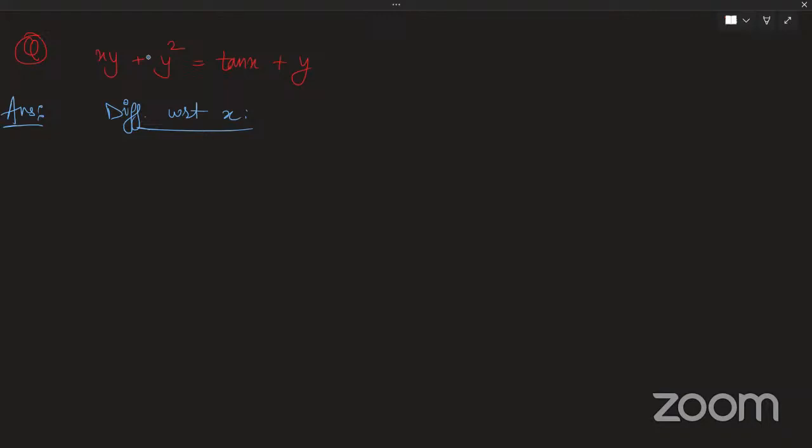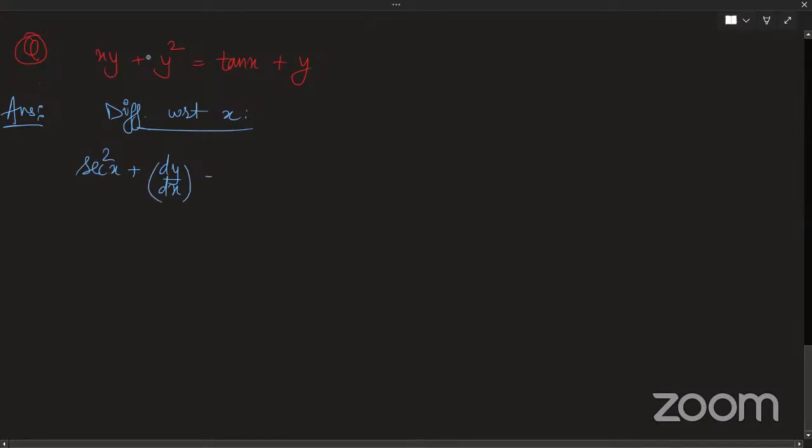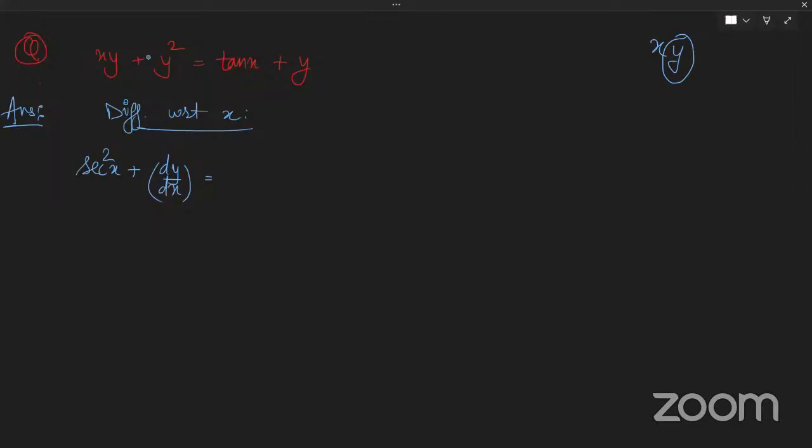Secant square x plus dy by dx, great. On the left hand side, you have got xy plus y square. So let us look at xy first. So again you think of y as a function of x. So x into some function f of x.